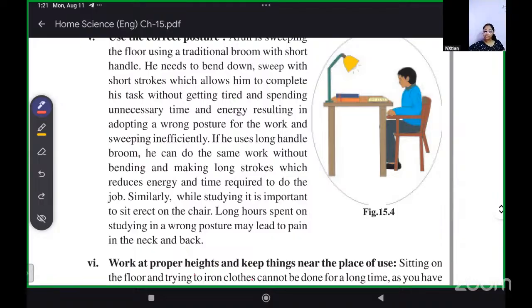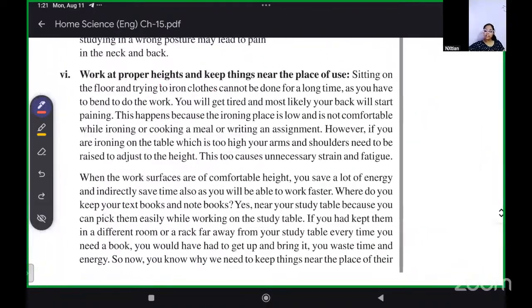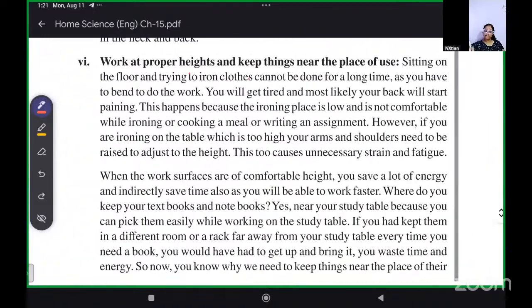Then work at proper heights and keep things near the place of use. Sitting on the floor and trying to iron clothes cannot be done for a long time as you have to bend to do the work. You will get tired and most likely your back will start paining.